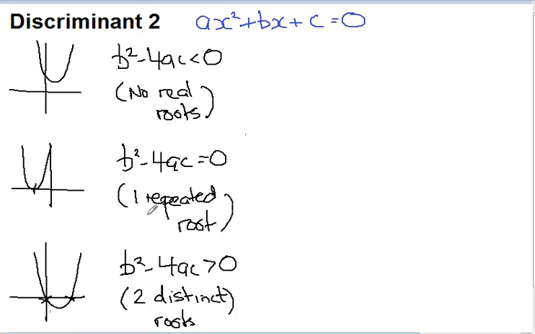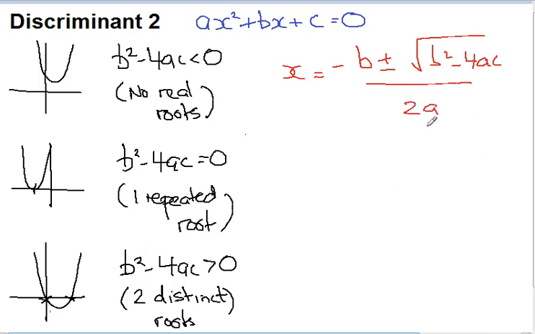So what I'd like to do in this video is try and understand why this is the case. I know we can look at the graph and see, oh well, if it doesn't cross the x-axis, then it has no real roots. But I'd like to look at it in slightly more detail. And to do that, I'm going to have to use the quadratic formula. So I'm going to write this out. Minus b plus or minus the square root of b squared minus 4ac, all divided by 2a.